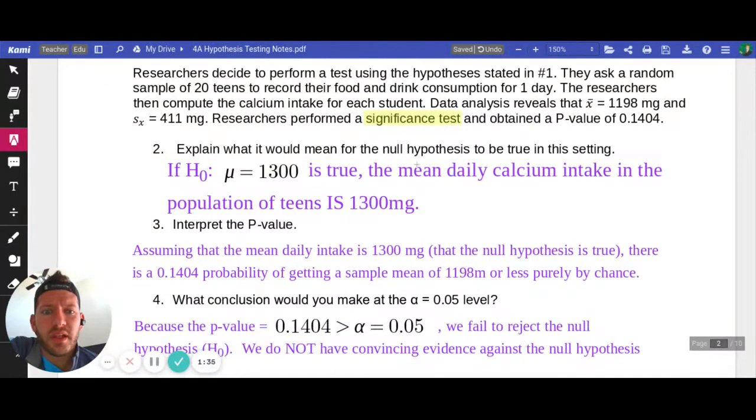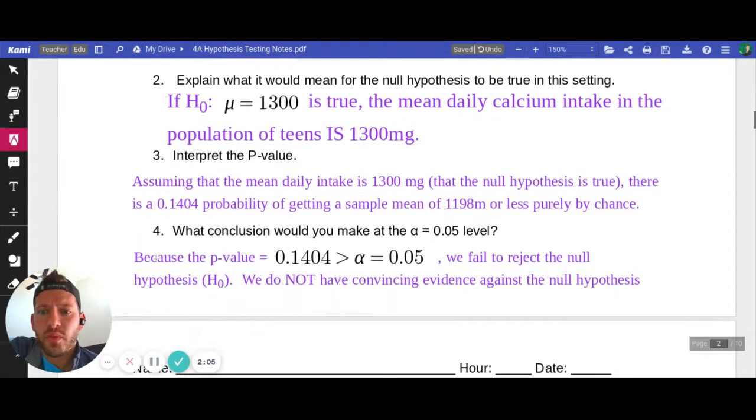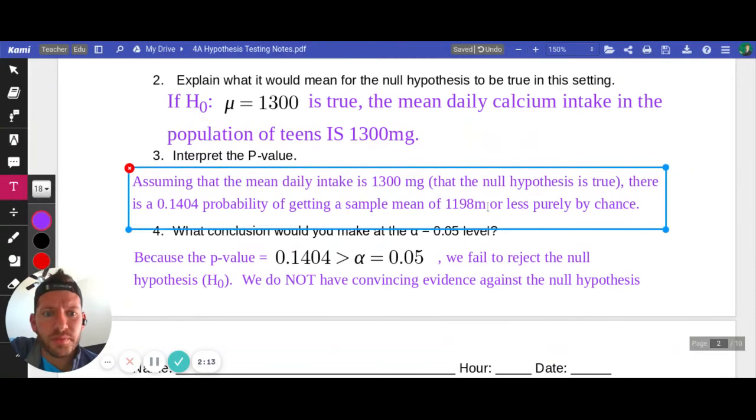So what does it mean for the null hypothesis to be true in this setting? If the null hypothesis, mu equals 1,300, is true, that means the mean daily calcium intake in the population of teens is indeed 1,300 milligrams. The p-value here of 0.1404, what does that mean? Assuming that this null hypothesis is true, that the mean daily intake is 1,300, there is a 0.1404 probability of getting a sample mean of 1,198 milligrams or less purely by chance.